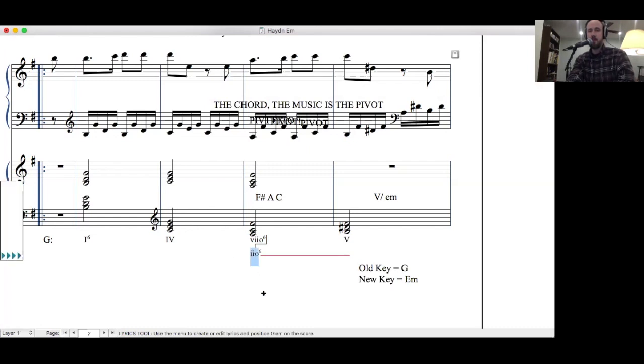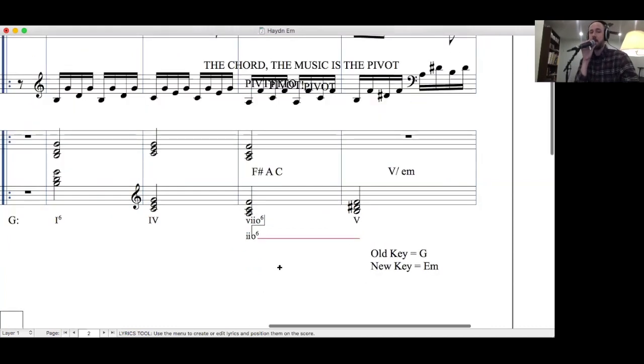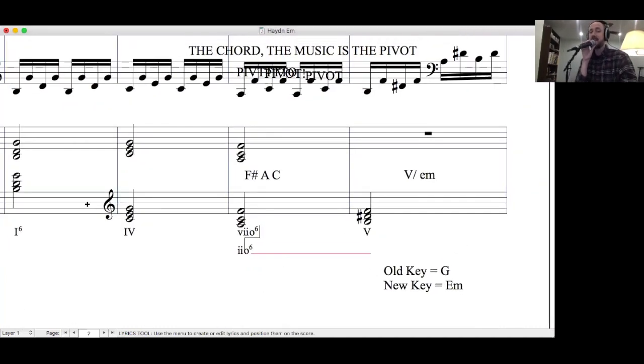We're just going to live with it though, right? 2, 6. You see that? That's 2, 6. It's both of these. It's 7 in G and it's 2 in E minor. It's both at once. That's the idea of pivoting. It's the window. Is it inside, staying in the old key, or is it outside, going to the new key? Both, right? When we get to that moment, we don't know which key we're in.